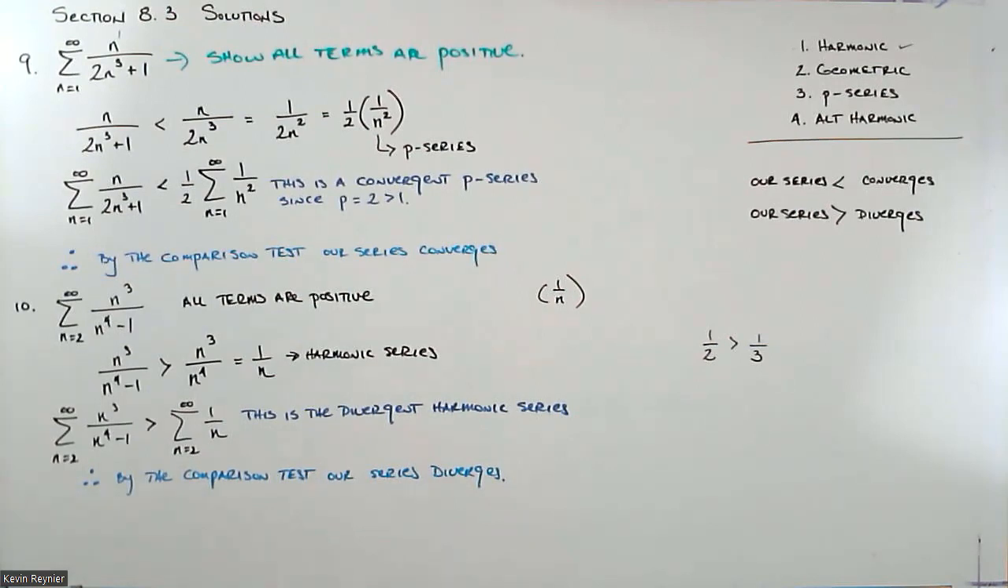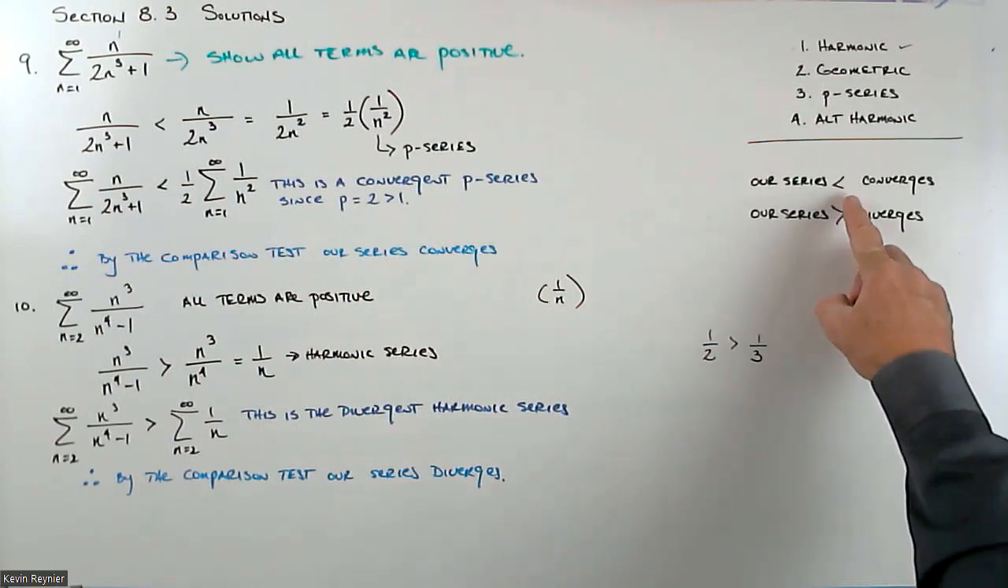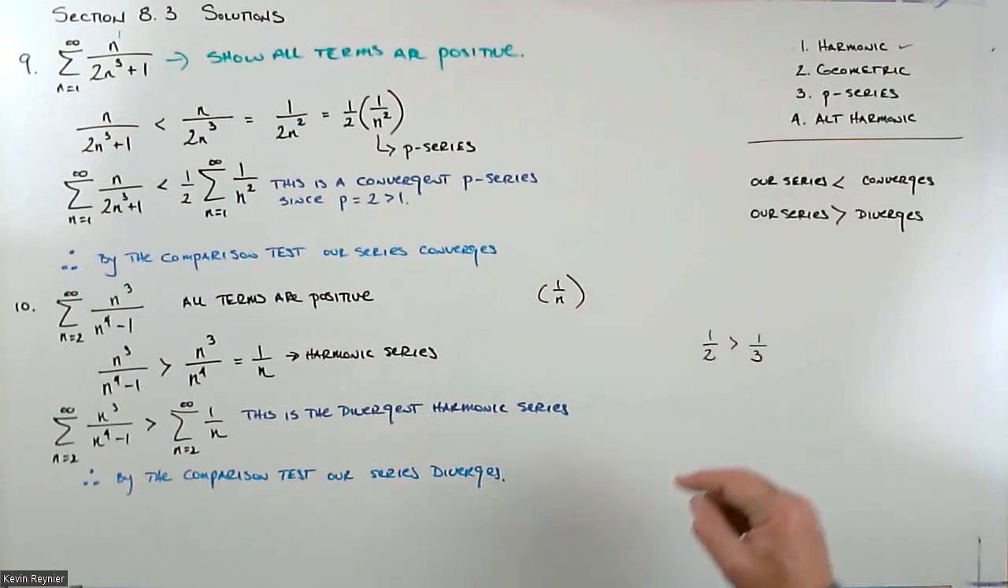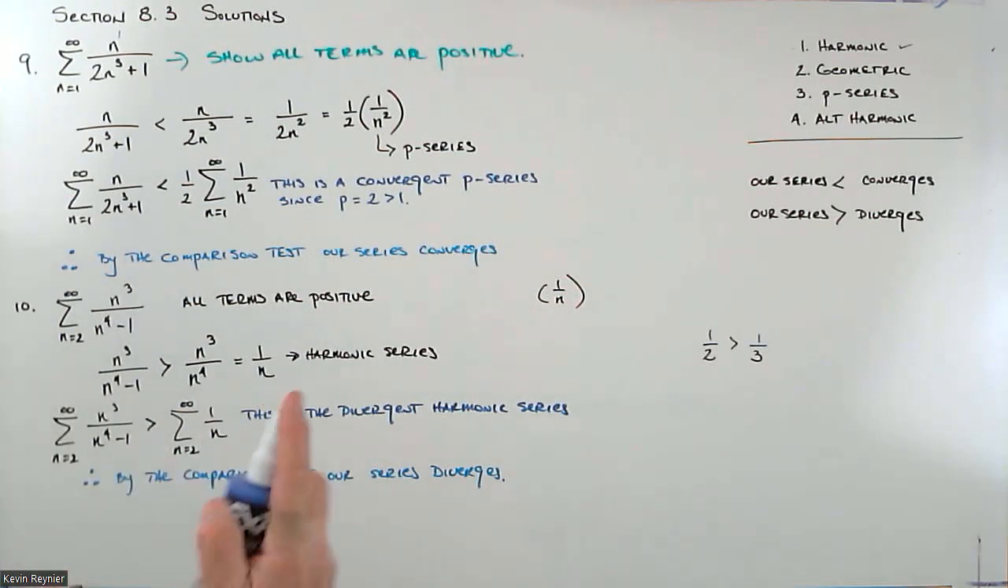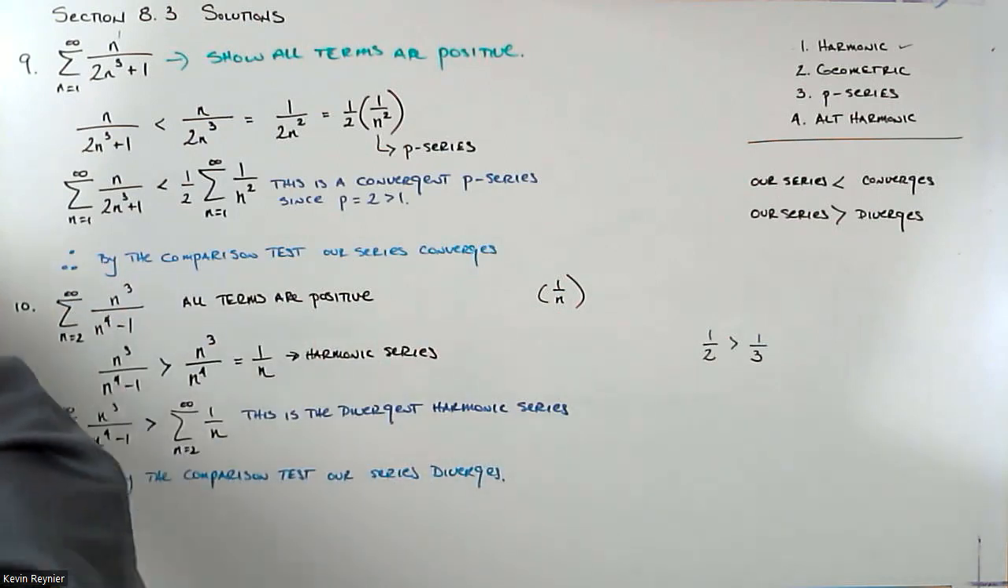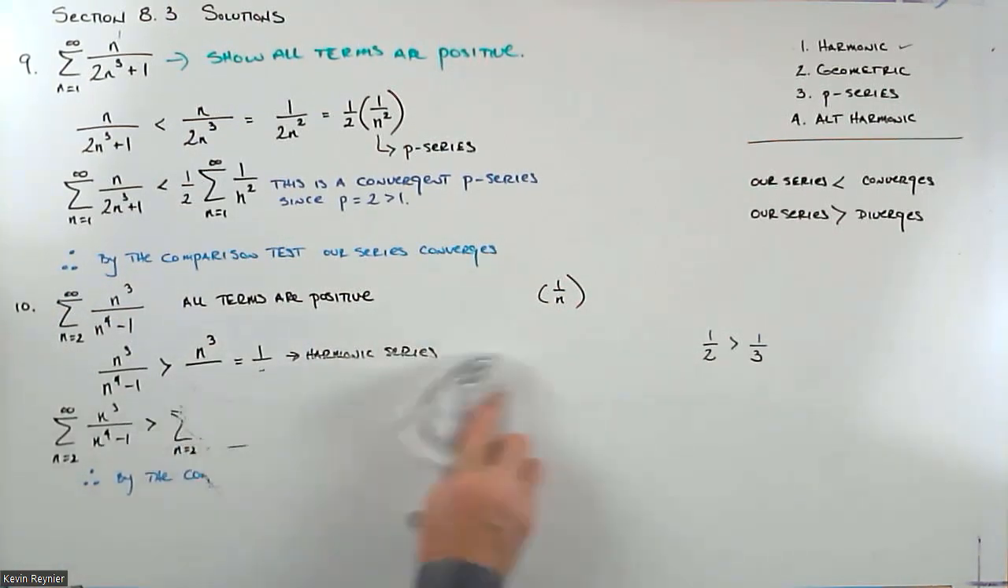So that's 9 and 10. They're here to get us warmed up and to help us establish the idea of when do I want to go less than and when do I want to go greater. Okay? Less than if we think it's going to converge, greater than if we think it's going to diverge. All right, so let's clear this off.